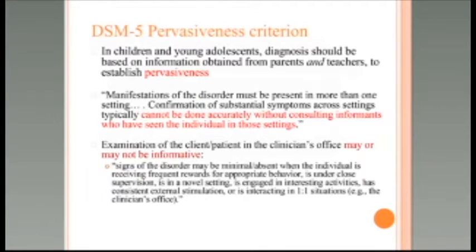Furthermore, in terms of pervasiveness, there is a specific criteria within the DSM-5 now that in order to make the diagnosis in school-aged individuals, so children and young adults, the diagnosis should include information obtained from parents and teachers. And there is a specific criteria that says confirmation of symptoms across settings really can't be done accurately without consulting informants who have seen the individual in those settings. So in other words, the report by a parent of what the teacher has said about the child may not be adequate. We may be required to obtain information directly from the teacher.